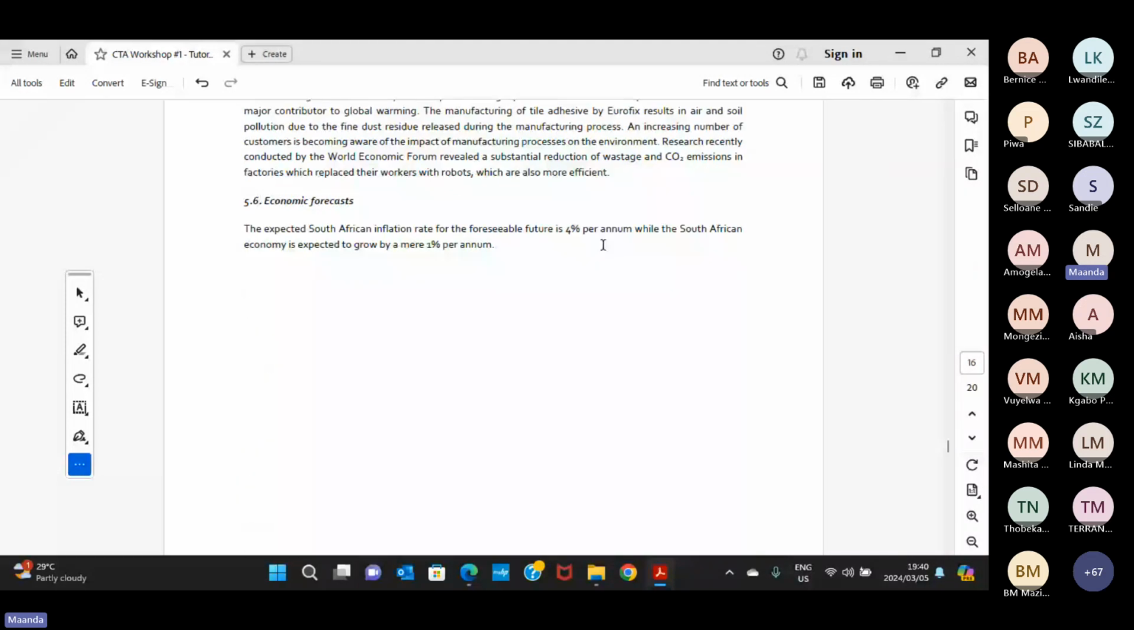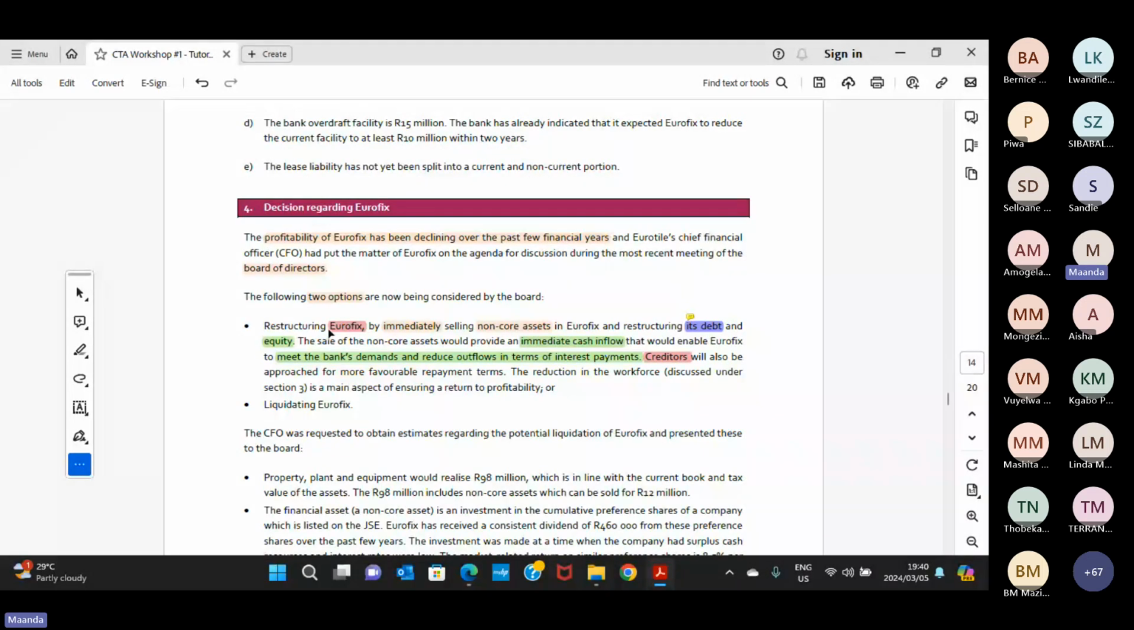And this is what they've tabled, right? What they've tabled is that they want to sell all the non-core assets. So you need to think about, okay, the board wants to make this decision as part of restructuring. What are some of the things that they should have considered, or some of the things that they need to think about before this happens, or before their discussion?